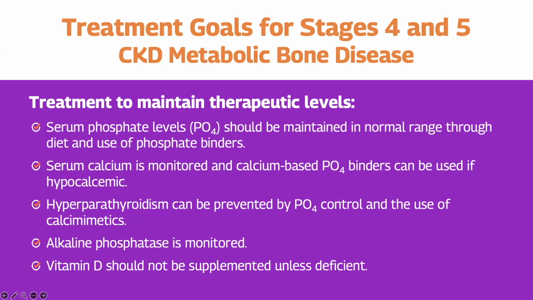Once again, we know that serum phosphate, calcium, and parathyroid hormone concentrations are interrelated in patients with CKD. Therefore, it's advised that people with levels of intact parathyroid hormone above the upper normal limit are first evaluated for hyperphosphatemia, hypocalcemia, and vitamin D deficiency.